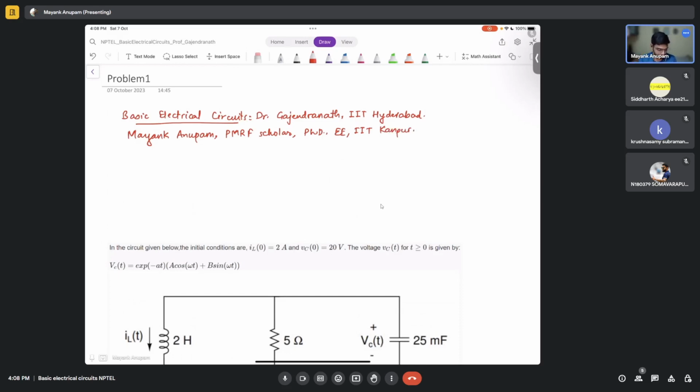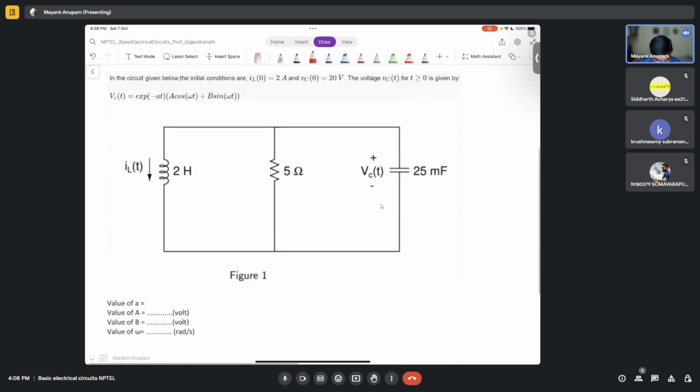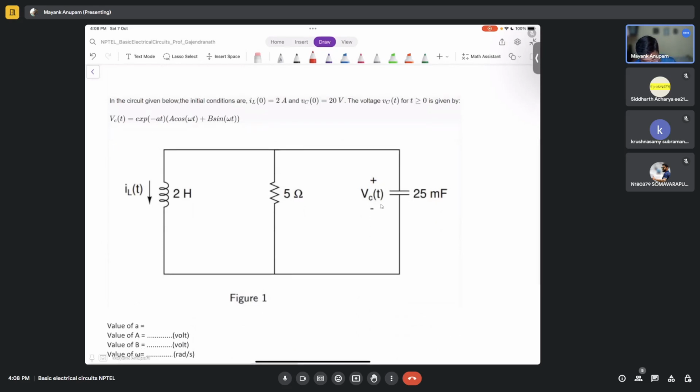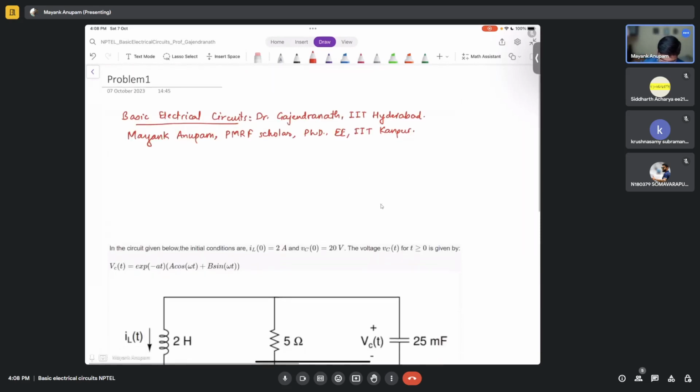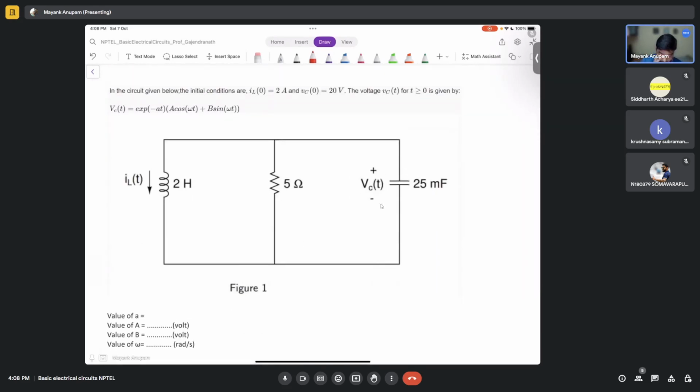Alright, so starting with this week's content. In week 10 what did we see? We saw second order system, right? In week 9 and 10 we saw first order circuits, right? RC or RL, that's all. We didn't see two different memory elements in the same circuit. So this time we have two different memory elements, an inductor here and a capacitor here. These are two different memory elements, right?